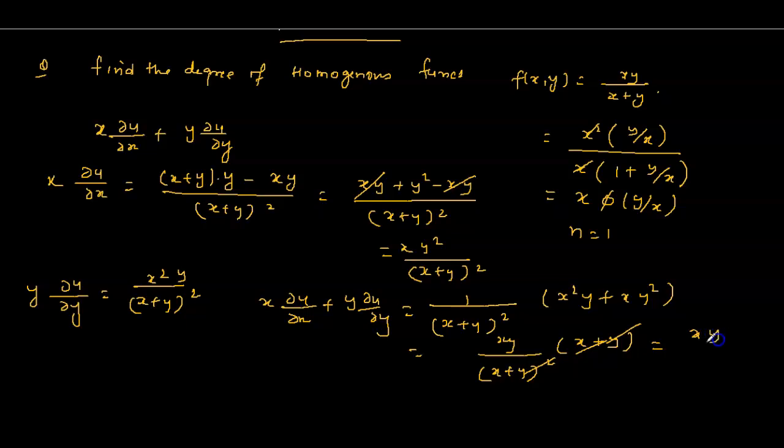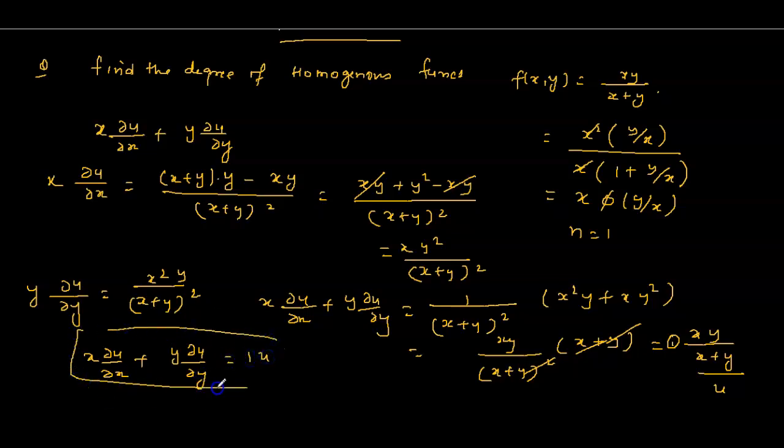So xy by x plus y, holding this one as u. Which means n is equal to 1 here. So it becomes x into del u by del x plus y into del u by del y is equal to 1 into u. So it holds, correct. So this is homogeneous of degree 1. Okay, so in the next lecture we'll see some more problems.